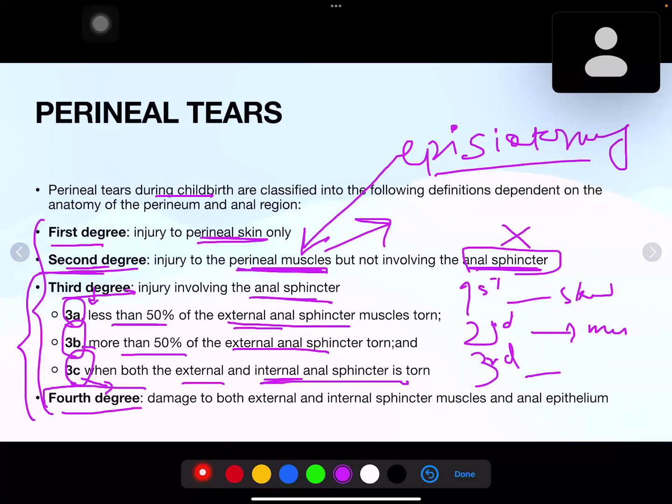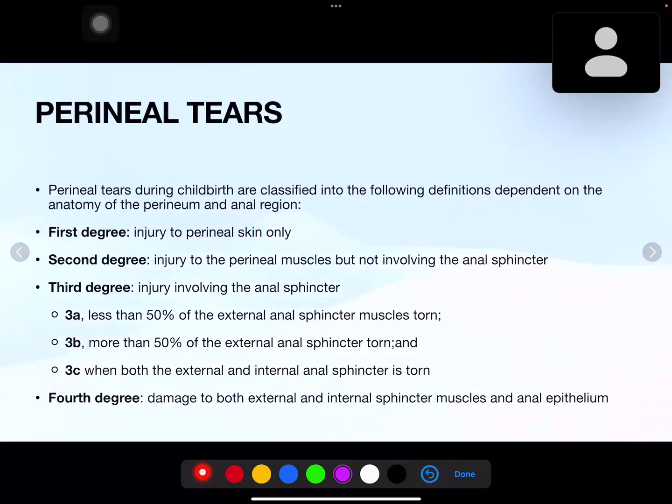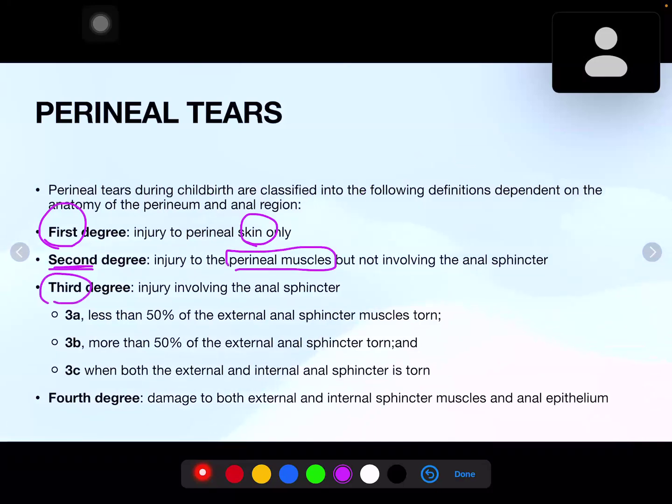And what is the fourth degree? Fourth degree means damage to both the sphincter muscles and the anal epithelium, so the mucosa is involved in the fourth degree. Okay. So quickly you can say first degree means skin, second degree means perineal muscles, third degree means sphincter.